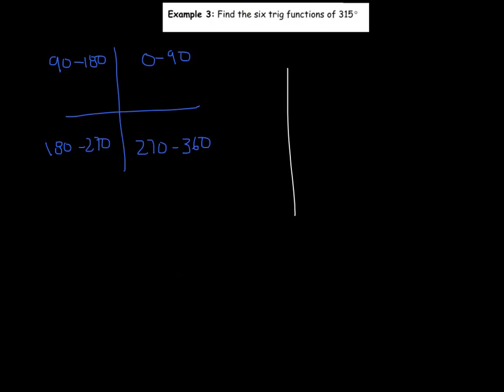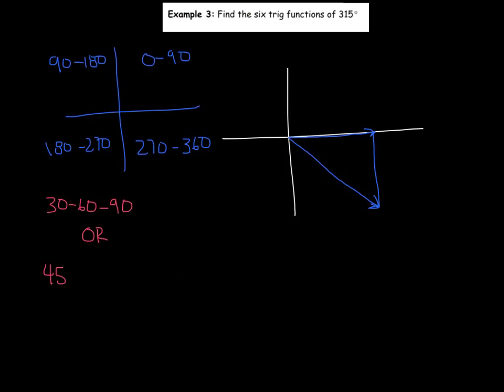So let's see if we can draw that. All right, 315. So that is going to be right there. Okay, so here we have this triangle, and anytime we ask you to find the six trig functions of a specified angle, it's going to always relate back to the 30, 60, 90 triangle or the 45, 45, 90 triangle. Make sure you understand that. That is extremely important right here.